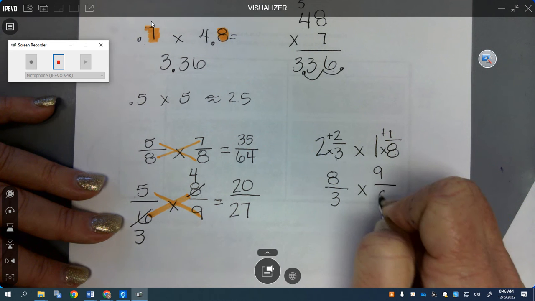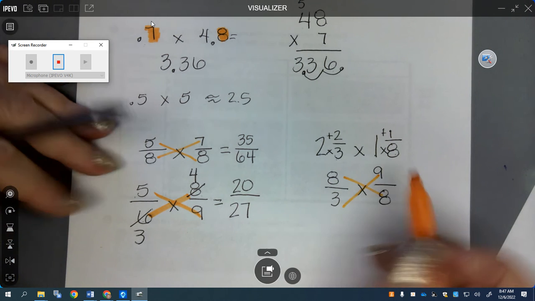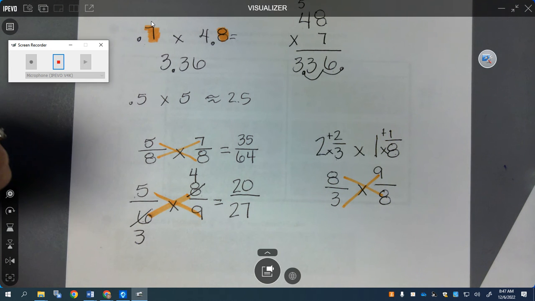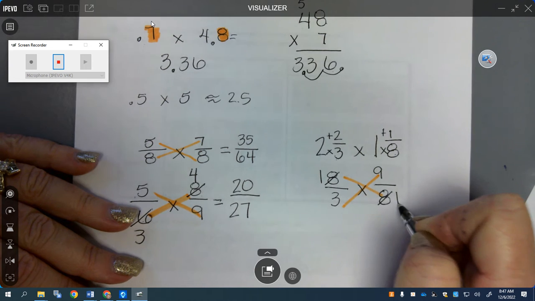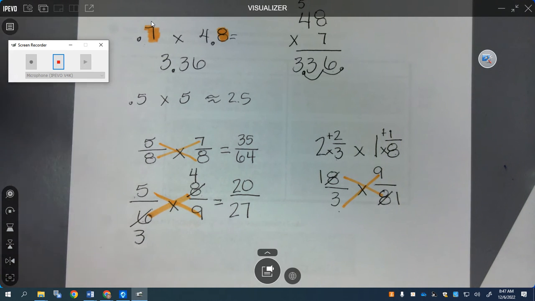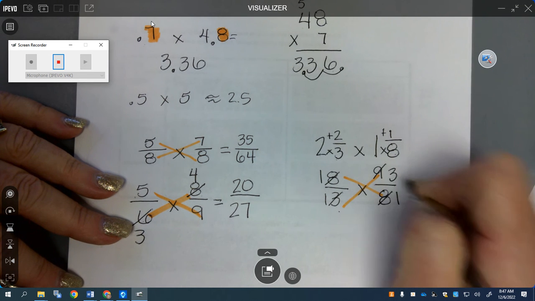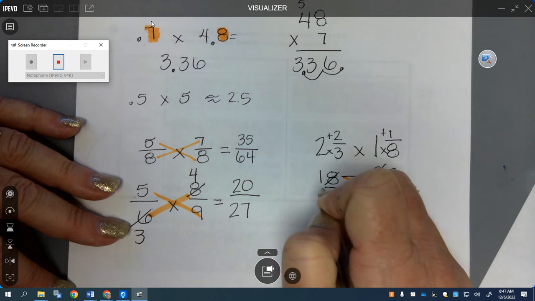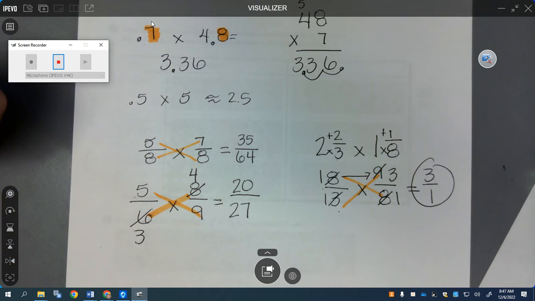Oh, happy day. Because look, is there a number that goes into 8 and 8? 8. 8 divided by 8 is 1. 8 divided by 8 is 1. Is there a number that goes into 3 and 9? 3. 3 divided by 3 is 1. 9 divided by 3 is 3. And now I multiply the numerators. 1 times 3 is 3. 1 times 1 is 1. My answer is 3 or 3/1. Okay, so that was a quick, really fast review for you.